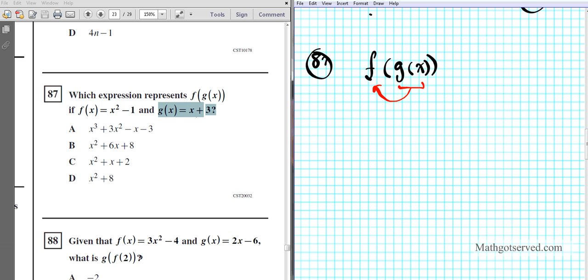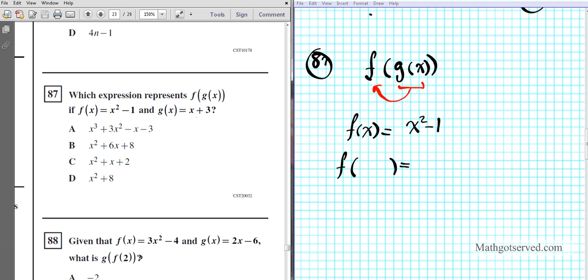So first thing I'm going to do is let me call the parent function. The parent function here is f of x, and it is equal to x squared minus 1. Now I need to find f of g of x. So it's going to have an input function. What is the name of the input function here? The name of the input function is g of x, and the value is x plus 3.